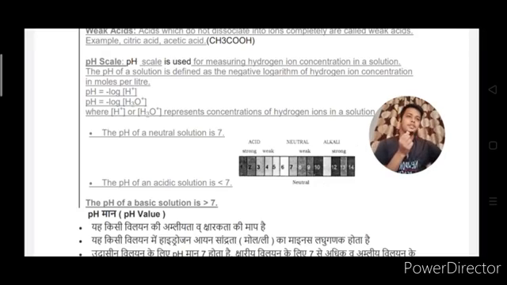Just a simple question to all of you. Tell me, what is the pH value of acid rain? That's a most common question that is generally asked in every type of exam, whether you go to AMU or Jamia school entrance exams or any other entrance exams for class 11 admissions. So that's a common question. Tell me, what is the pH of acid rain?